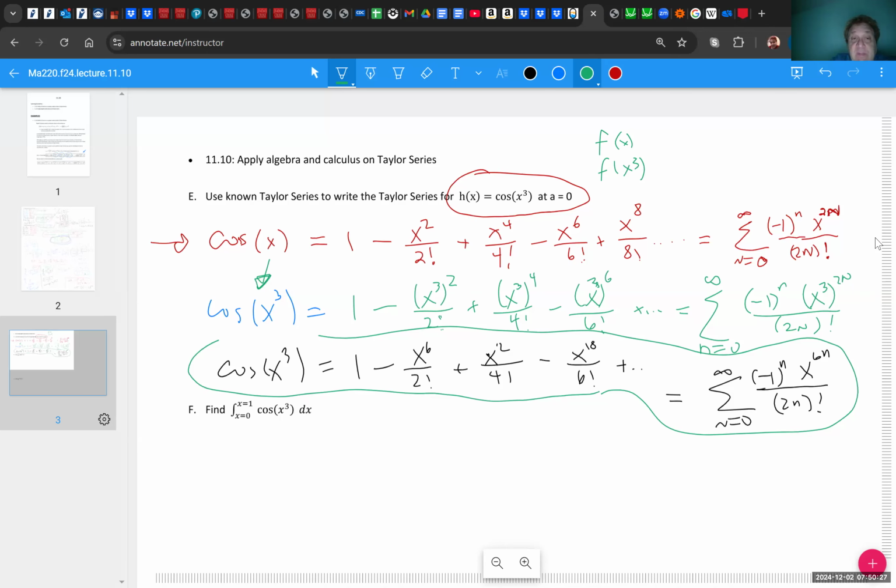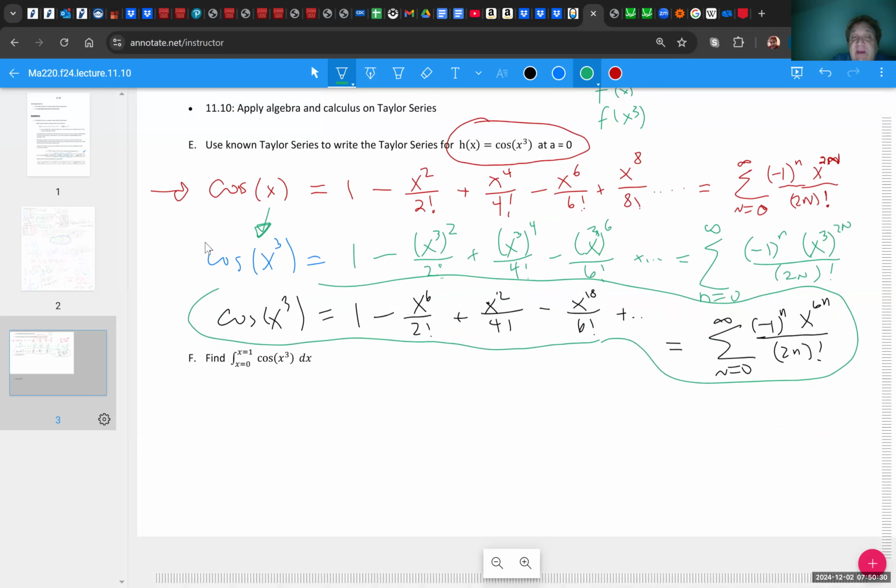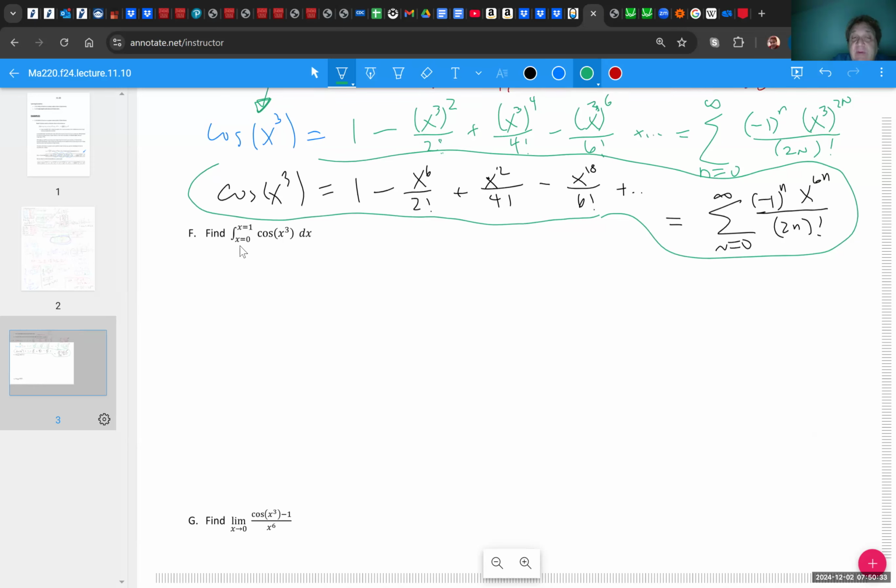What else can we do? Well, we go to example F. Example F says, find the integral from 0 to 1 of cosine x cubed dx. So I would like you to maybe try for a little while to see if you can do cosine x cubed using integration by parts, or partial fractions, or whatever substitution, whatever technique you want to use. You won't be able to do it. You can't integrate cosine x cubed using the elementary techniques that we learn in calculus 2. It's very, very difficult using any type of calculus, as a matter of fact. However, using Taylor series, it's really easy.